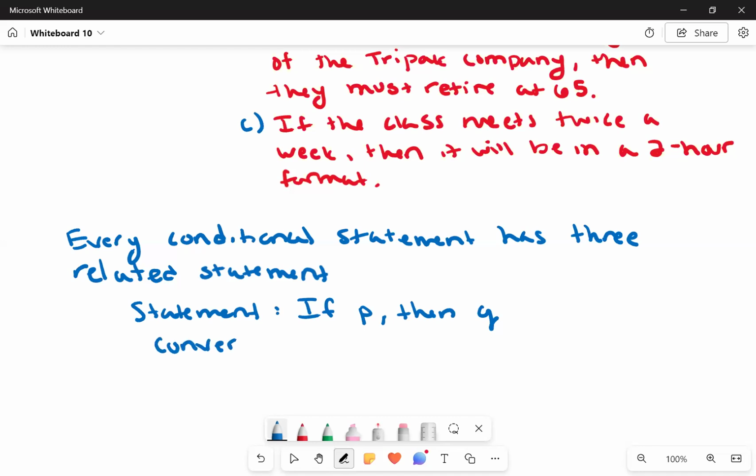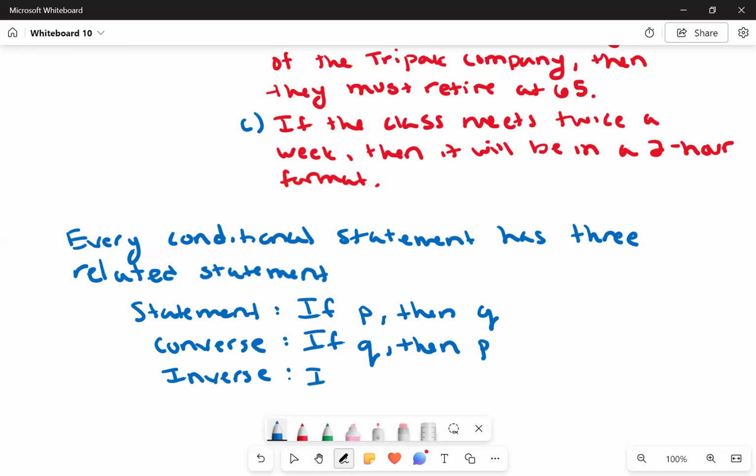There's the converse of this statement. The converse is if Q, then P. So if you're looking at the statement above that I have in part C, if the class meets twice a week, then it will be in a 2-hour format. The converse of that would be if a class is in the 2-hour format, then the class meets twice a week. The question is, is the converse always true? And the answer is not necessarily. No, not necessarily. Let's look at the inverse of the statement.